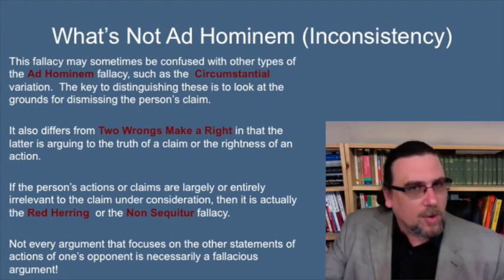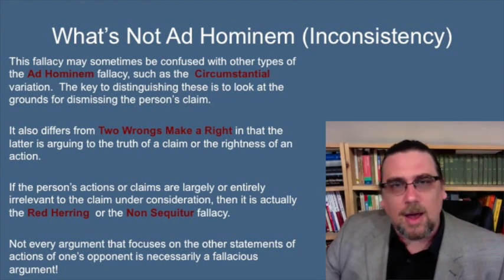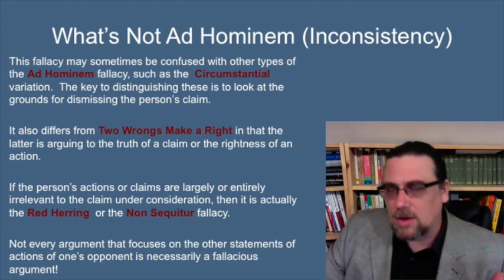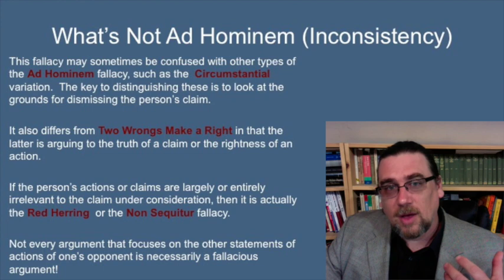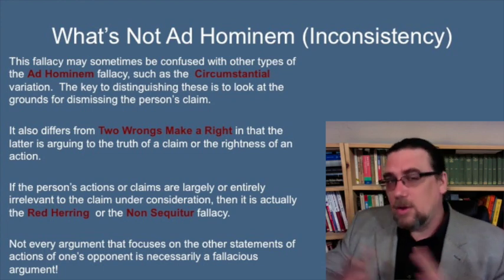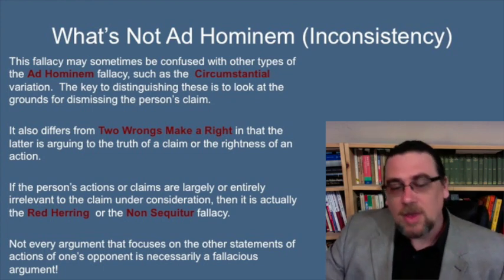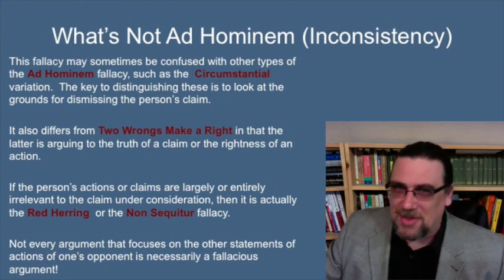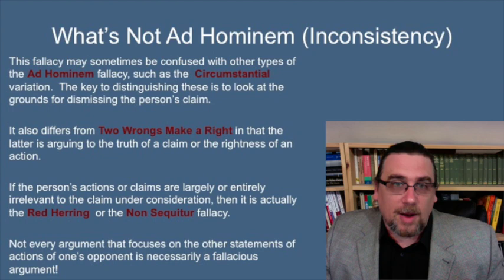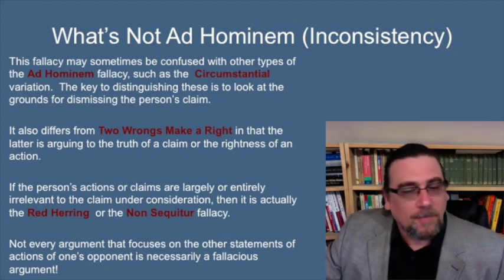There are cases where it does get kind of blurry, because we often do reveal our commitments or our background or circumstances through the things that we say and do, but you can usually distinguish those. It's also different from, although very, very similar to, I'll admit that, two wrongs make a right. What's the fundamental difference there?